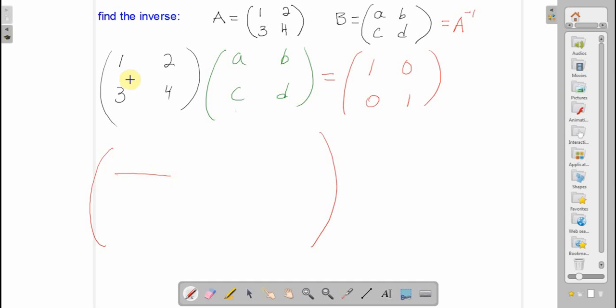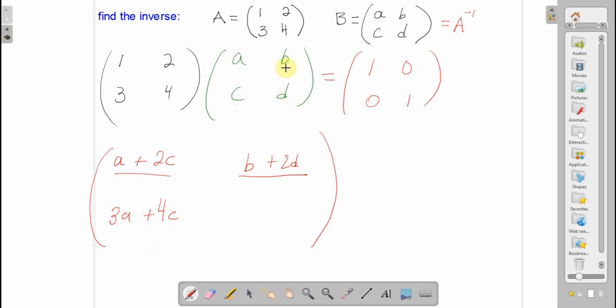So take the first number and the first number, so 1A, so A plus, and the first number here and the first from here, plus 2C, and then for this spot, we combine this one and this one over here. So 1 times B is B, 2 times D is 2D. And then we're going to work on the second row and first column, and just put it in the first column. So 3 times A, 3A, and then 4 times C plus 4C.